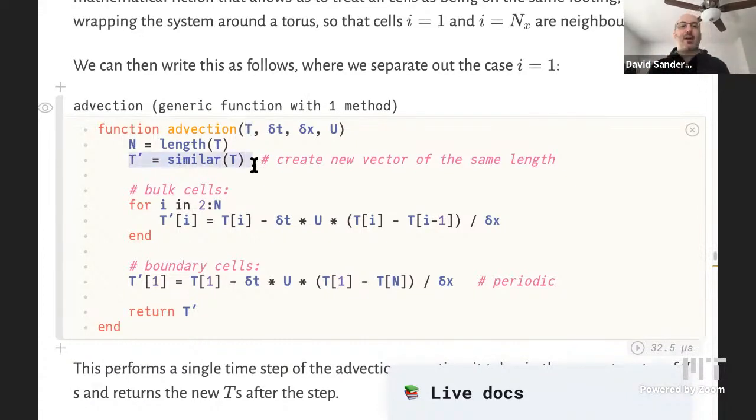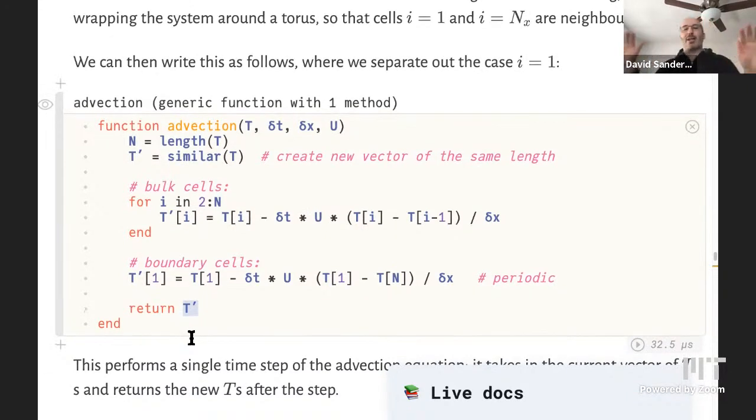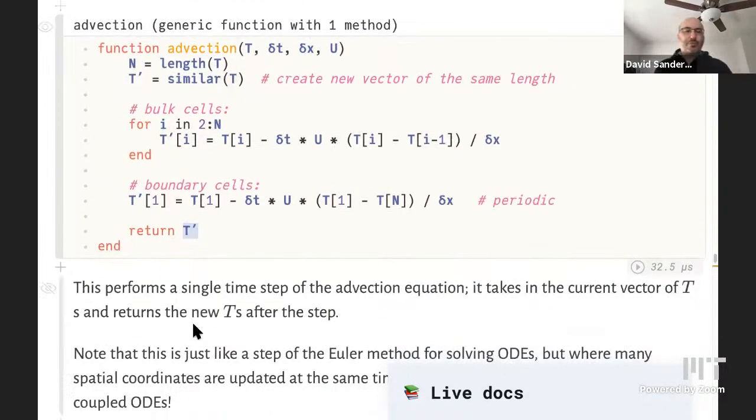And so this, similar, I think we've seen before, creates a new vector of the same length as t and the same type. And then I'm just going to fill in that new vector t prime, and I'm going to return it at the end. So it takes in one vector and it creates a new vector and returns that new vector. So that has some implications for you're allocating memory at each step. So there are ways that later on we could actually avoid that allocation if we wanted to for efficiency.